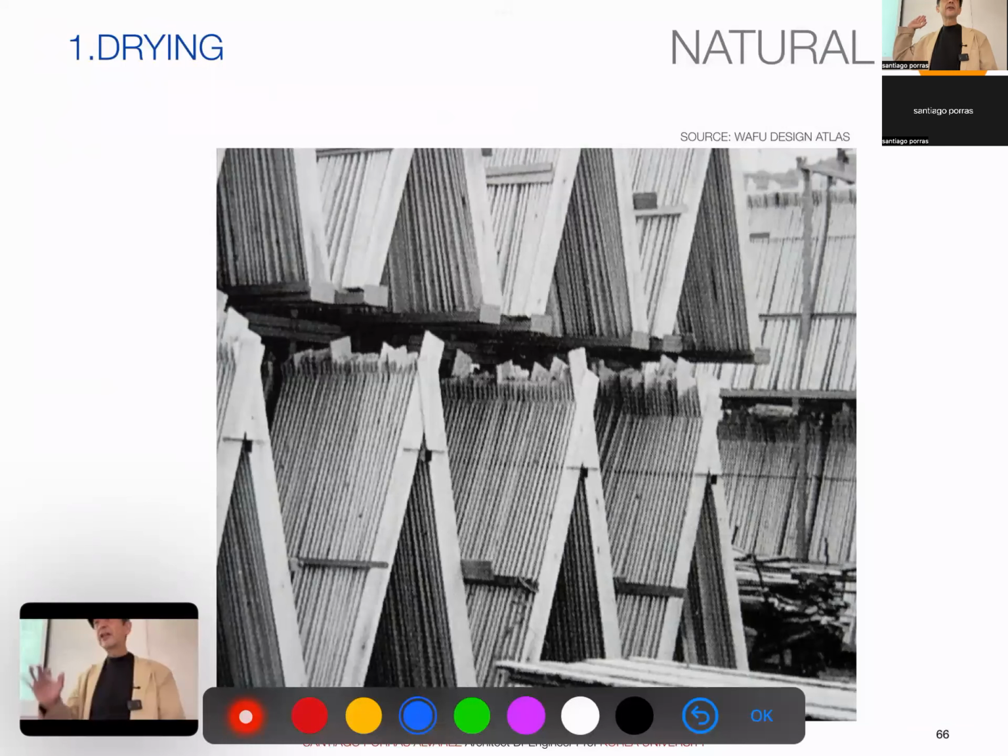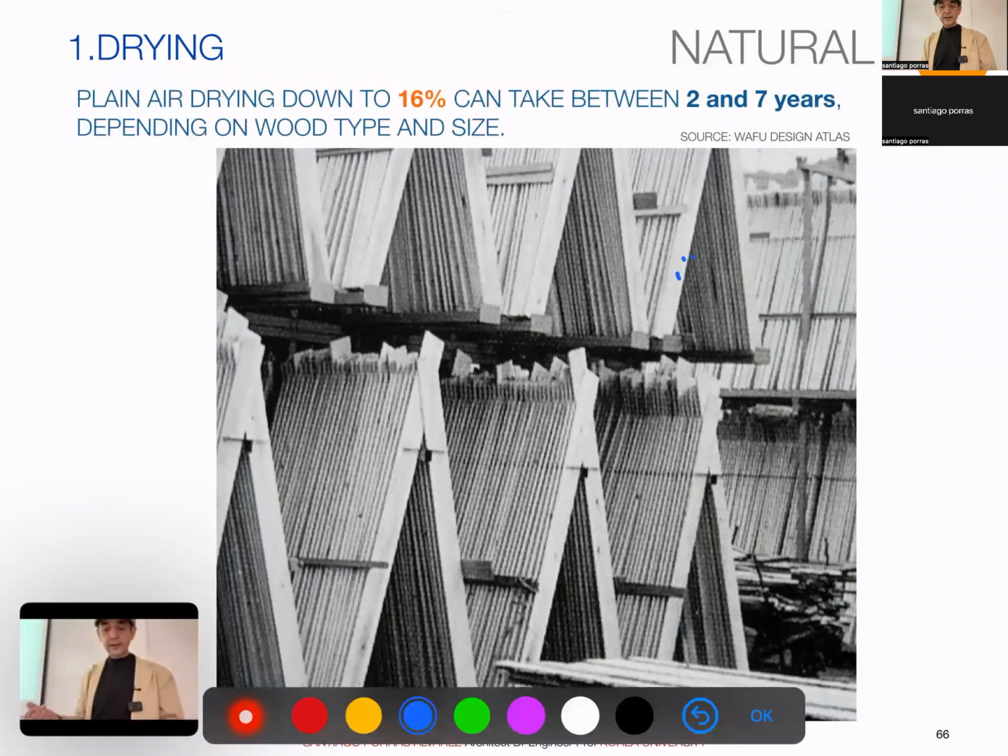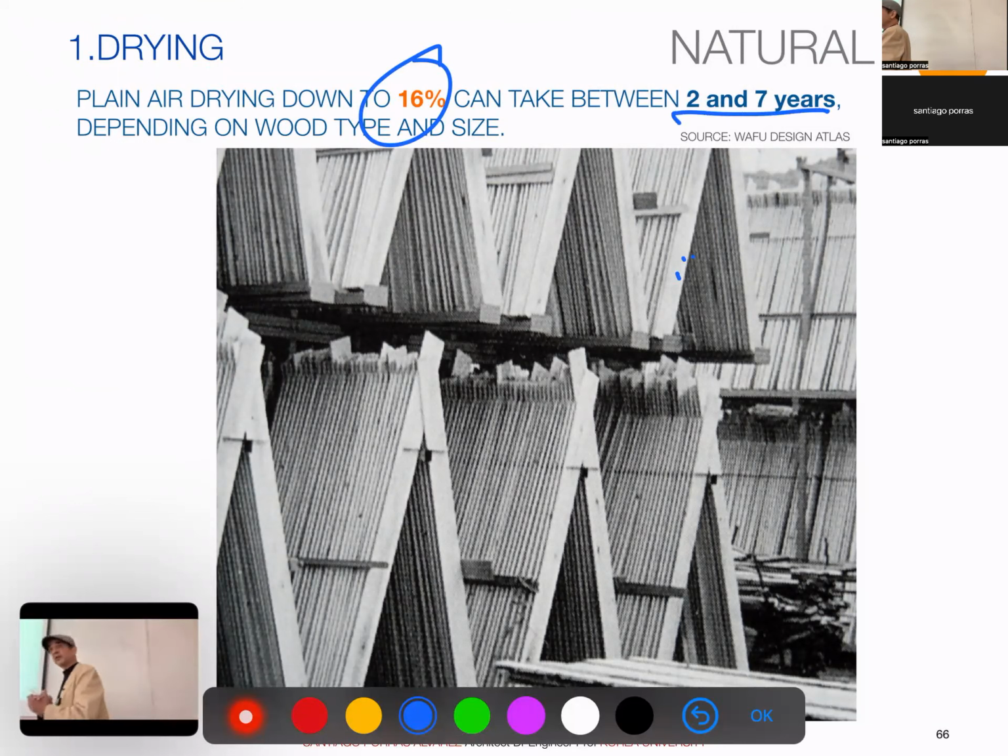We can dry in the air, right? This is a Japanese timber place. So you have the planks with plenty of air going through. And you can go down to 16%, which is not bad, still in the range. But depending on the timber, you have to wait 2 to 7 years. This is ideal, it's great, no energy, just waiting, right? If you are patient.